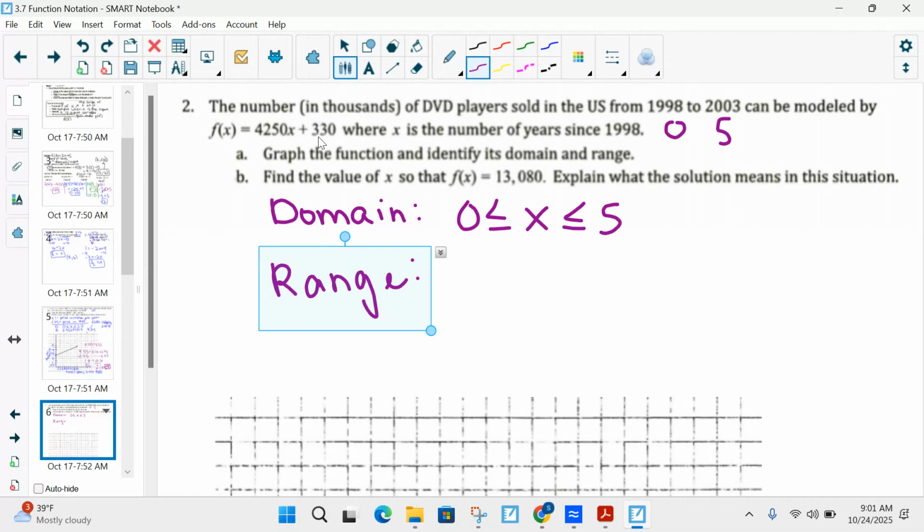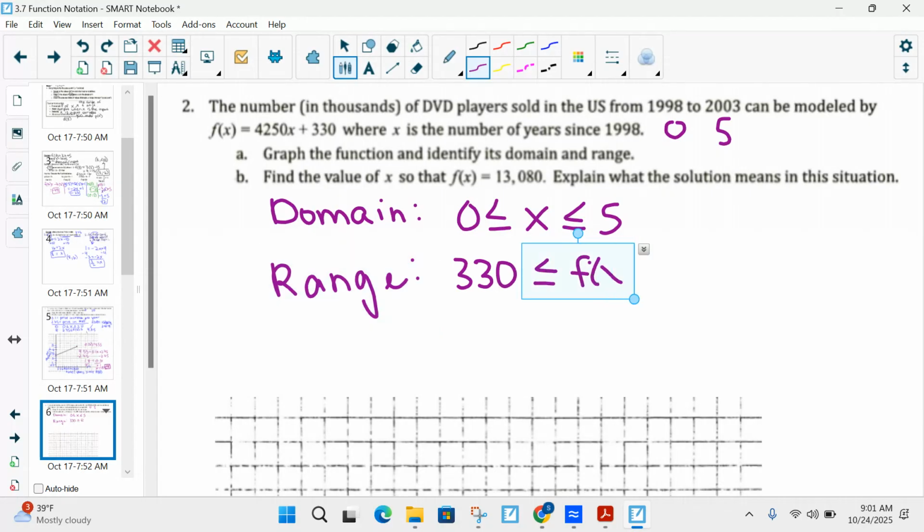Okay, stop playing with the rulers. Pay attention. So 330 less than or equal to f of x less than or equal to what? How do you find the number of DVD players sold in 2003? You plug in 5 for x. Yes. So let's find f of 5. Are we paying attention? Okay, so find f of 5. Write that on your paper. So plug in 5 for x.